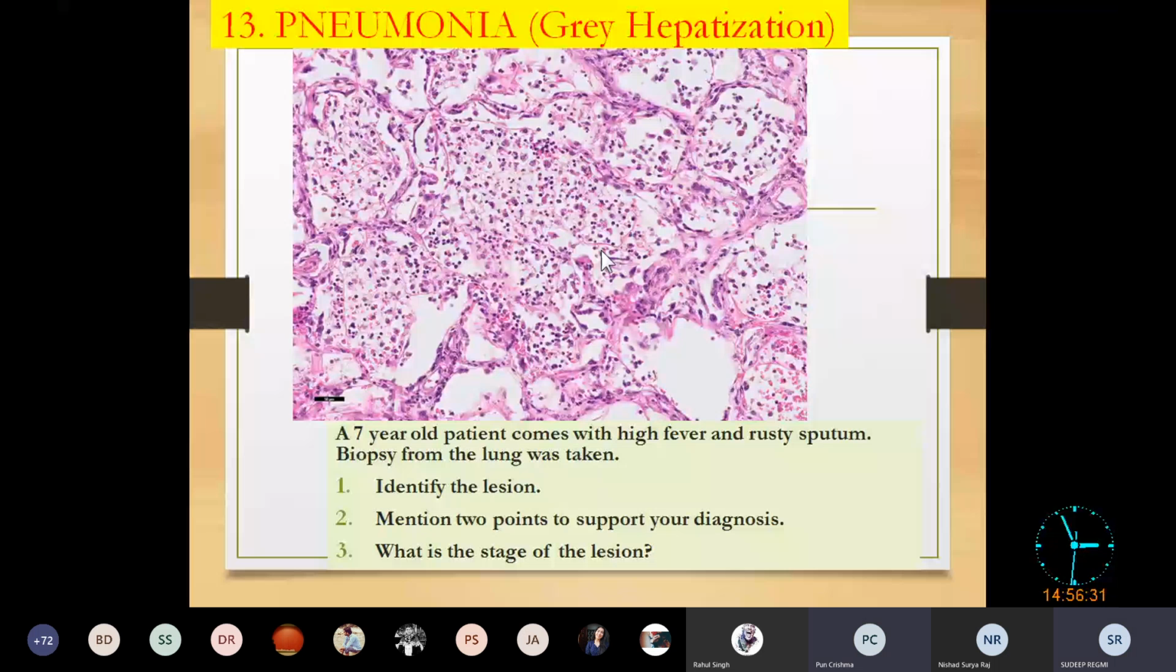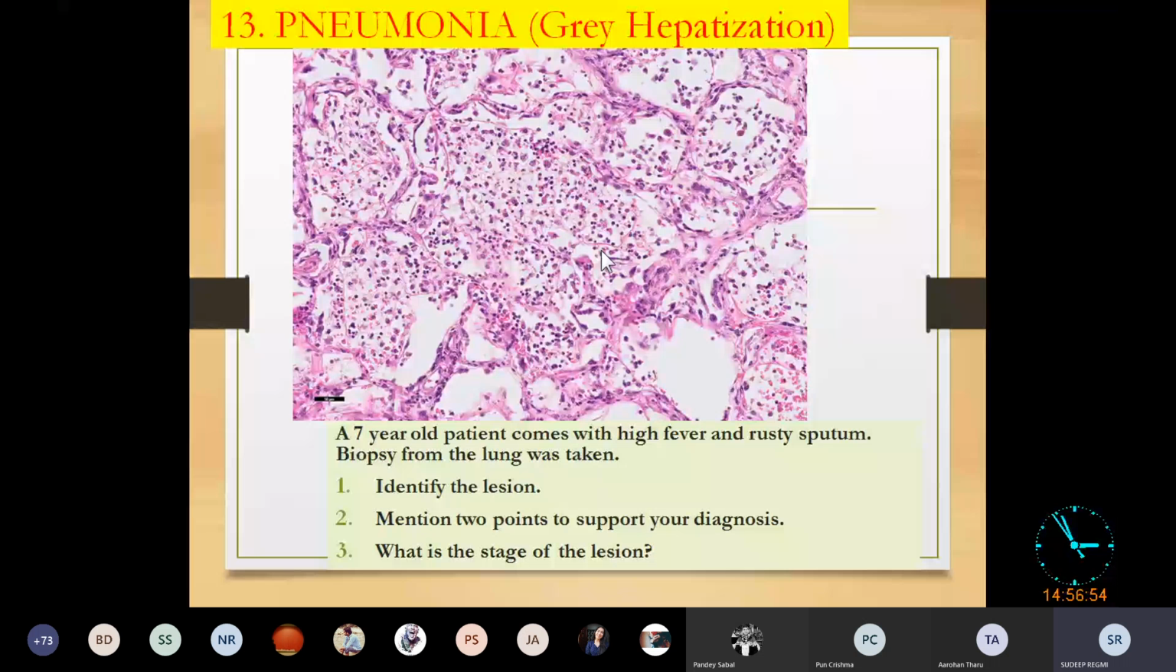Why is there congestion, or what happens in congestion? Capillaries are congested. Okay, very good. Then red hepatization. What happens in red hepatization? RBCs are seen in the alveolar space. Whenever there are RBCs, there will be a reddish color. Then red hepatization.